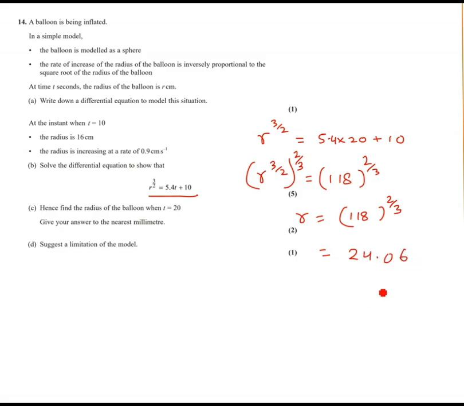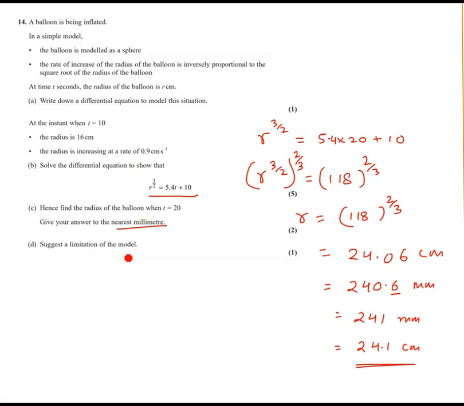24.06 or 05. Now this is in centimeters, and we want to give the answer to the nearest millimeter. If you change this to millimeters it will be 240.6 millimeters. Now to give your answer to the nearest millimeter, this is 6, which is more than 5, so that means this will go up, so it will be 241 millimeters, or you can say 24.1 centimeters.